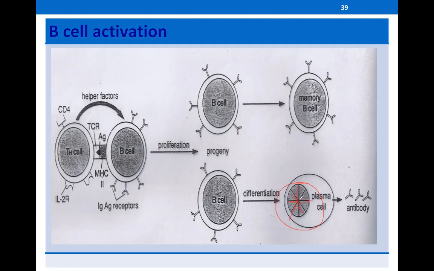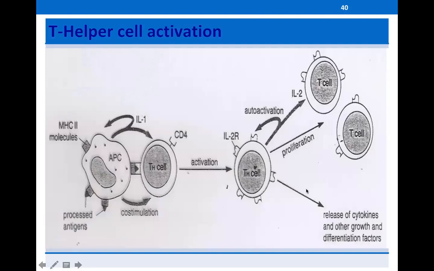So they are derived from your B cell. How about your T helper cell? Now, from the antigen presenting cells, as mentioned, the T helper cell will only be activated once there is an antigen presenting cell, meaning there are viruses engulfed by these antigen presenting cells stimulating this T helper cell. Once activated, it will proliferate again as your T helper cell. And lastly, this T helper cell would immediately release cytokines and other growth and differentiation factors.